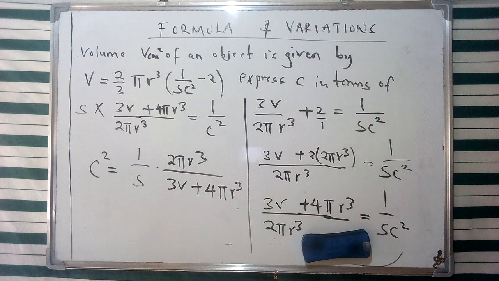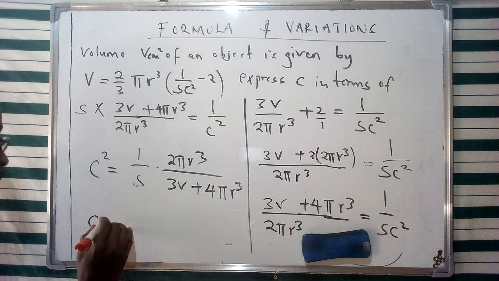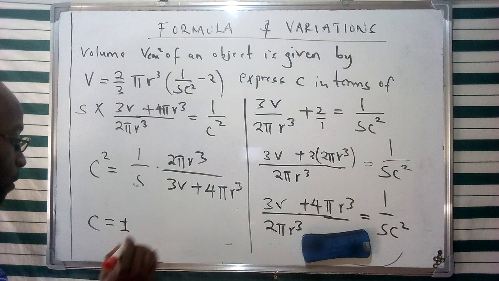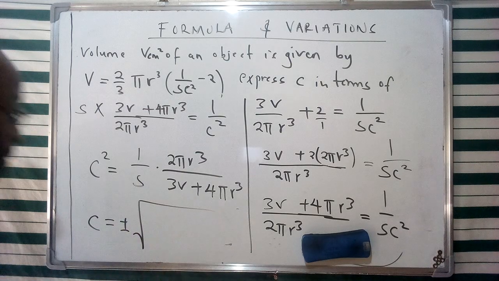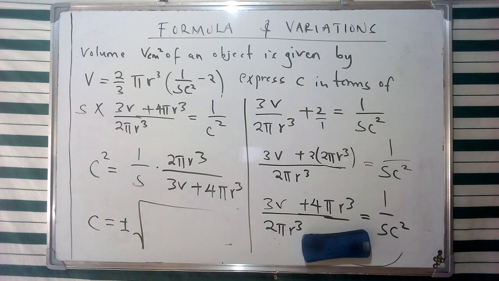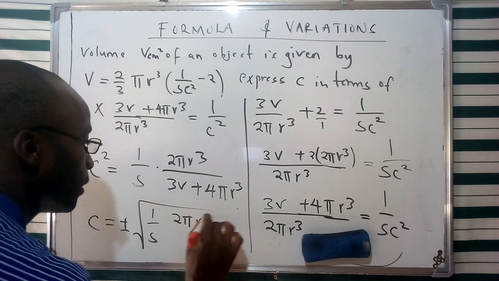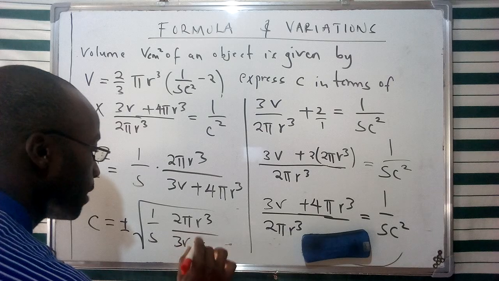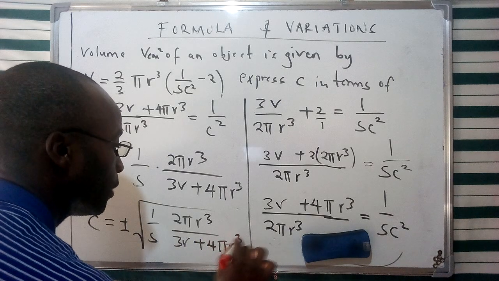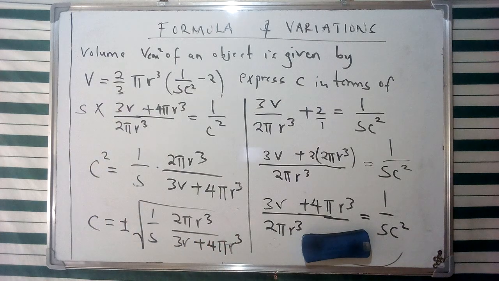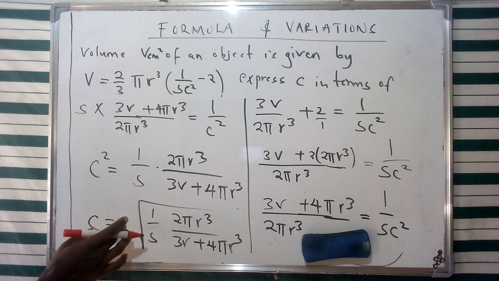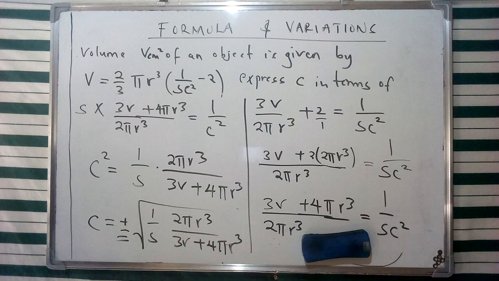So for us to find the value for c, then therefore we're going to find the value of c as either positive or negative at the root of 1 over s, 2 pi r cubed all over 3v plus 4 pi r cubed given as such, and that is going to constitute the value for c, given as either positive or negative.